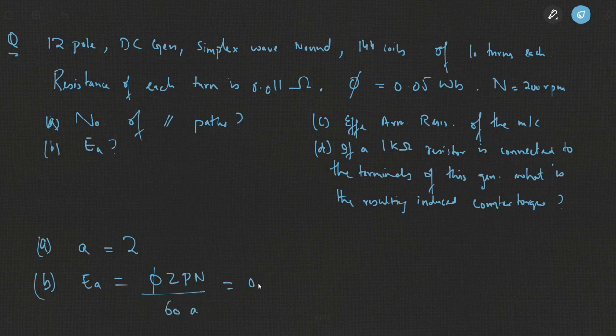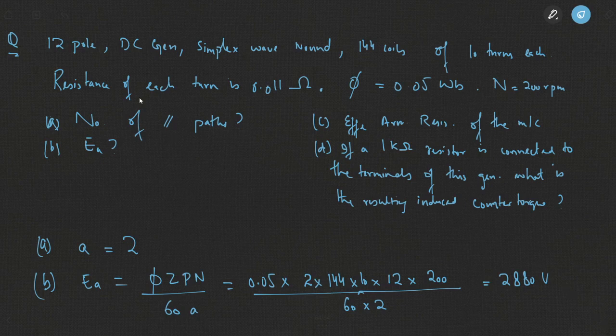Phi has been given to you, it's 0.05 Webers. Z, the total number of conductors, is 2NC, 2 into number of coils, 144, into number of turns, that's 10. Into P, the poles of this machine, 12, into N, that is 200 RPM, divided by 60A. 60 into A, the number of parallel paths, that's 2. So this is your total induced armature EMF, and if you calculate, this will come out to be 2880 volts. Fine.